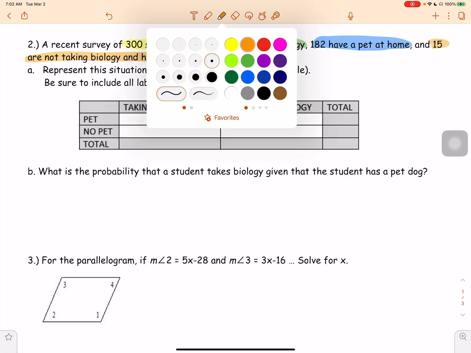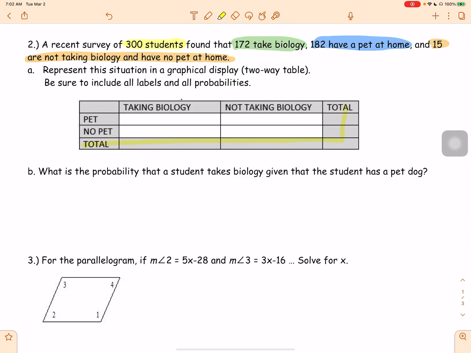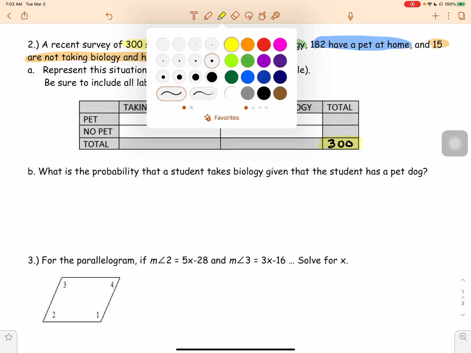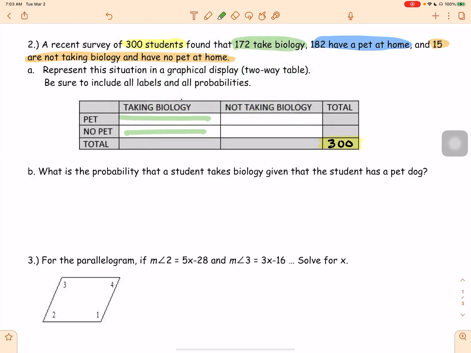Well, we know that there's 300 total students. So if you look at the totals, that 300 is going to go right here. Okay. And then we know that 172 of those students are taking biology. So that's total. It's not going to go in either of these because those specify those taking biology either having a pet or not having a pet. It's going to go right here in the total taking biology.